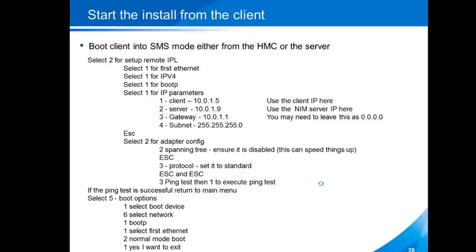If it's successful, that does not necessarily mean that your install will work, because there's other things that can happen, but if it's successful, it means you have communication. So we go back to the main menu and we select boot options. So you're going to select your boot device and select the network, and obviously make sure that you select the same network adapter that you picked above.